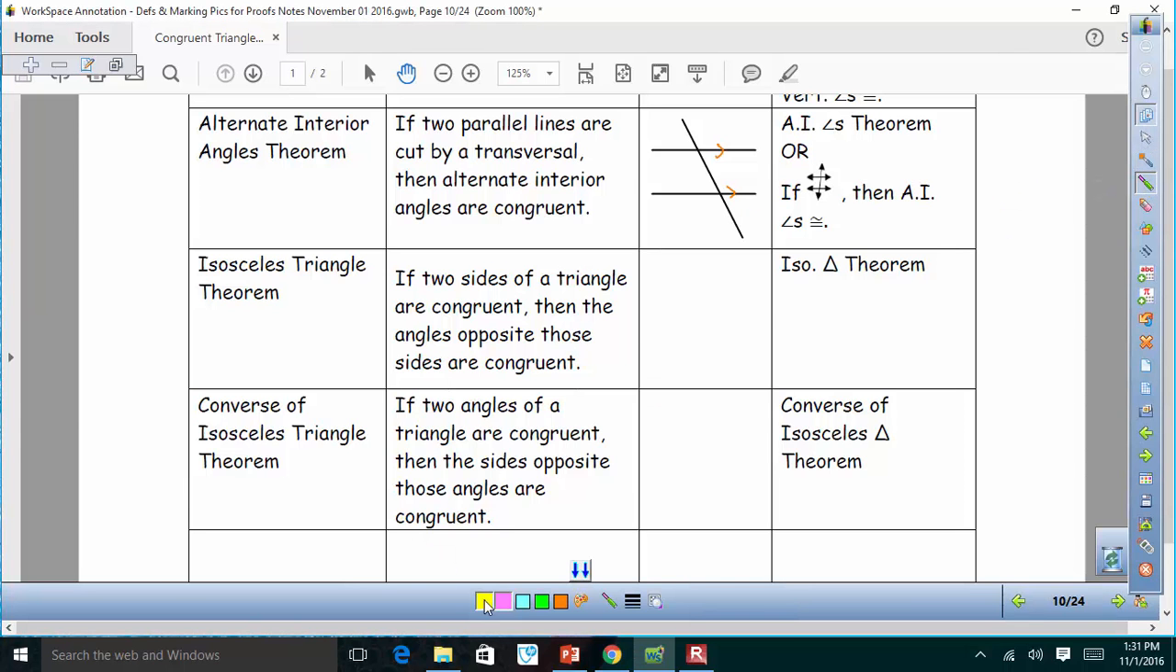Then I'm going to go ahead and circle this because this is my transversal. Okay? Now, my alternate interior angles will be located inside the parallel lines on opposite sides. So this angle and this angle would be one pair. And then this angle and this angle would be the other pair. Do y'all remember that?